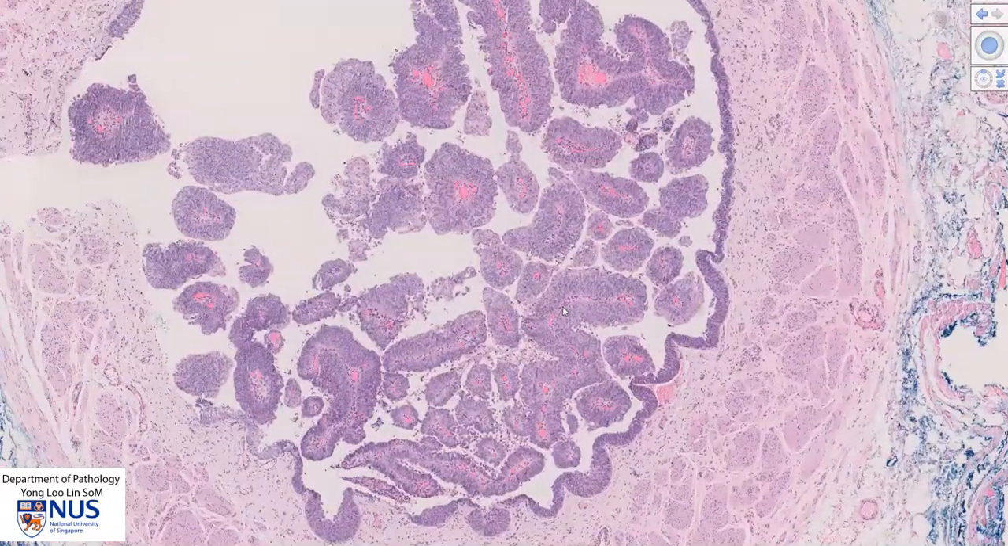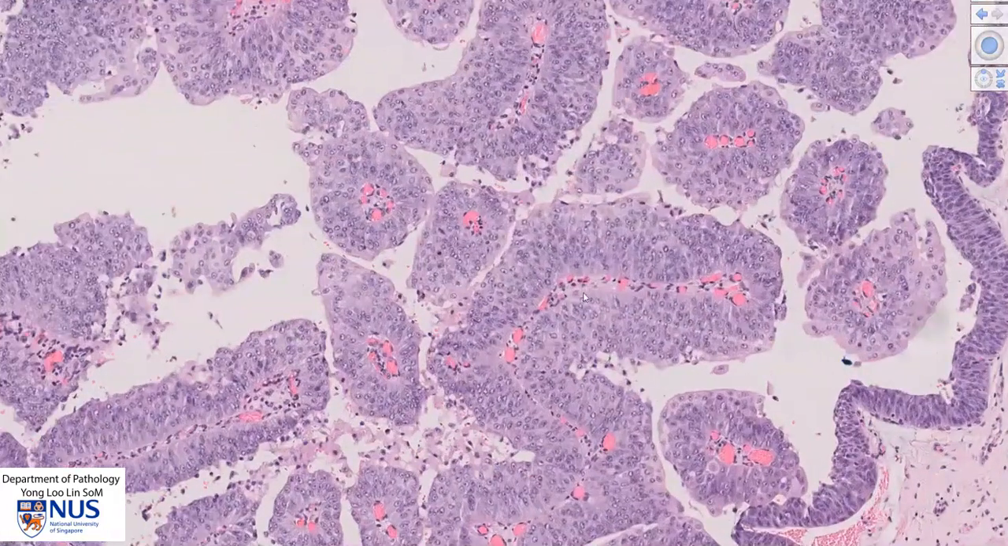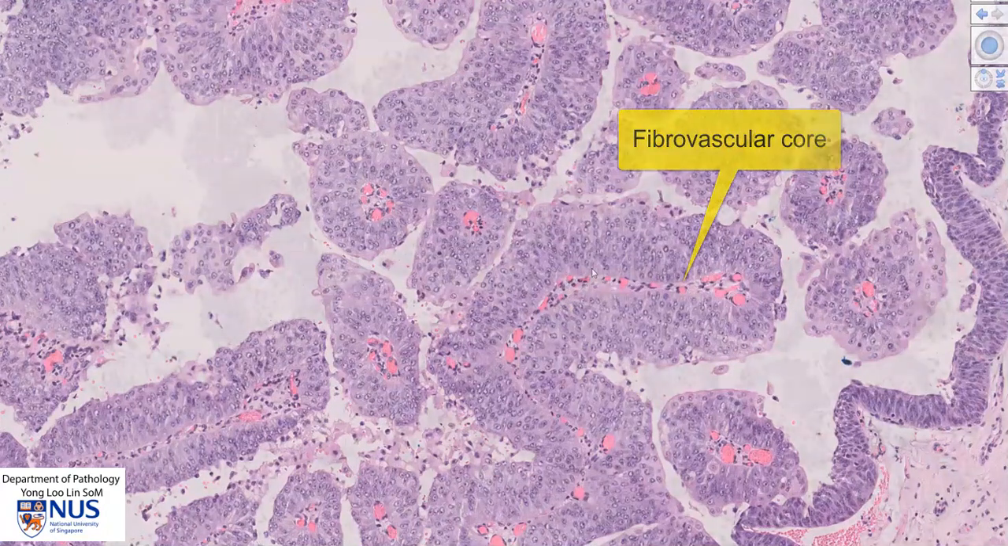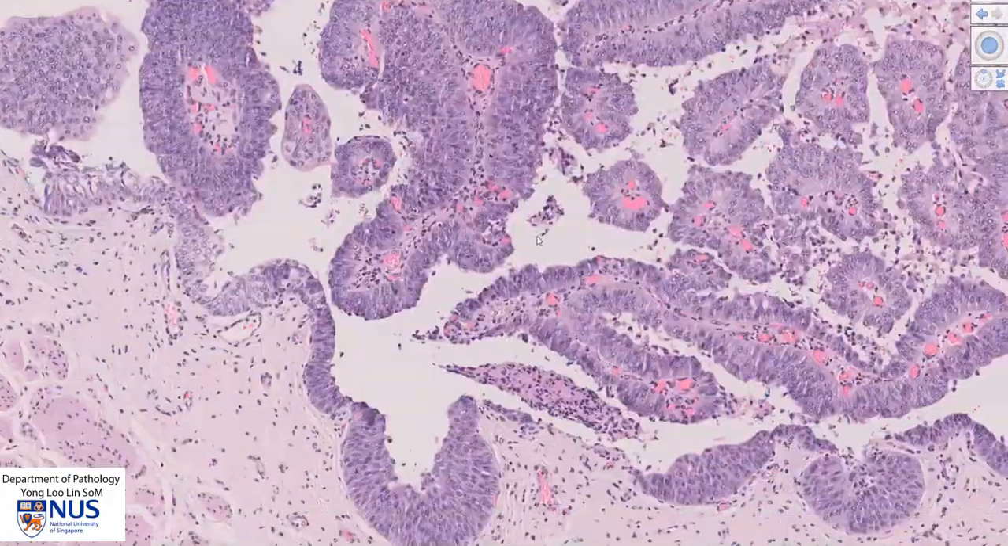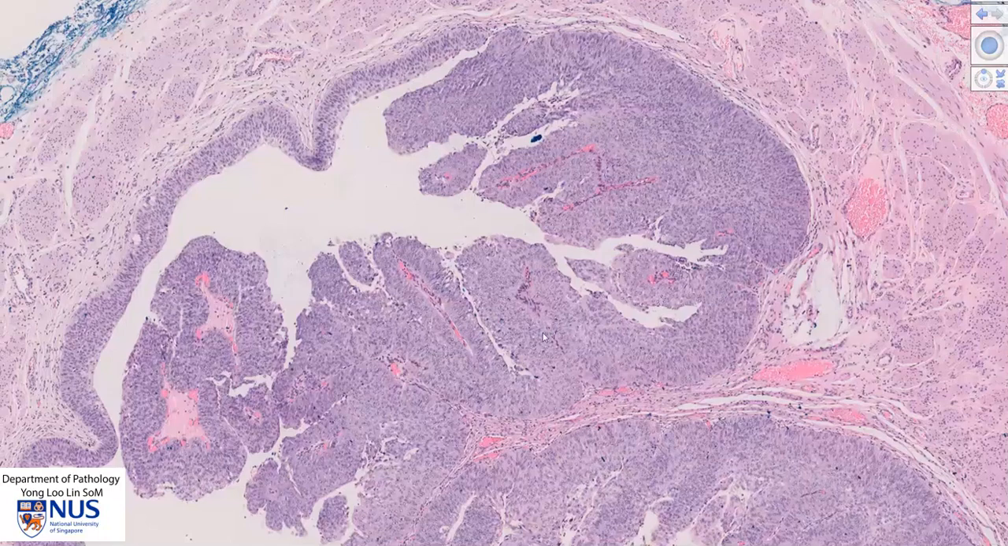Let's take a higher magnification look, and looking at these papillary structures, we can see that centrally there is this very delicate fibrovascular core with small blood vessels. And this is the neoplastic urothelium that lines these papillary structures. I will move to the second piece, which shows more classical high-grade features.